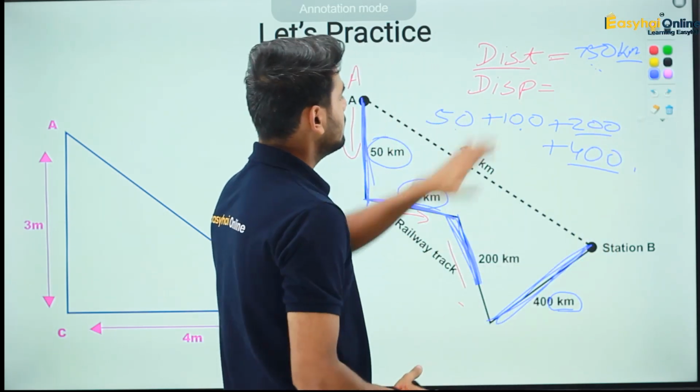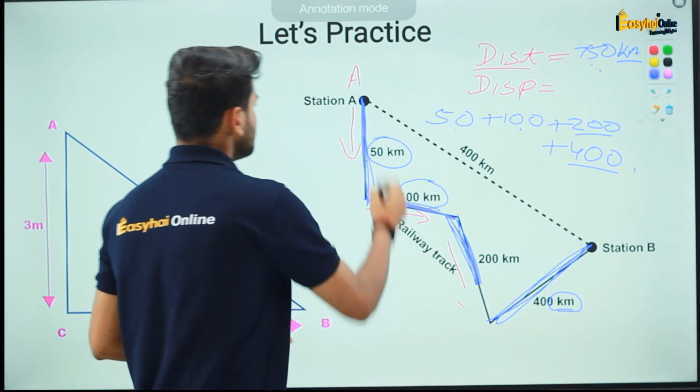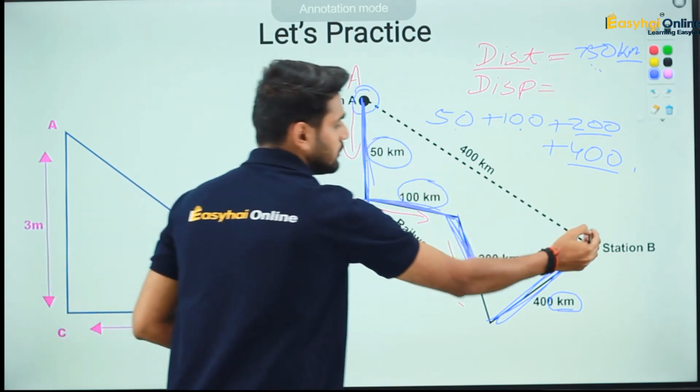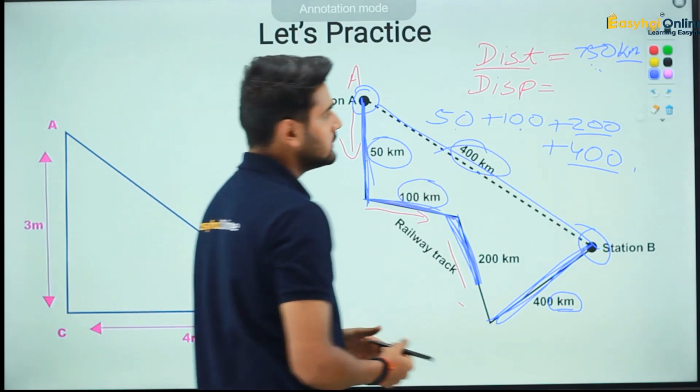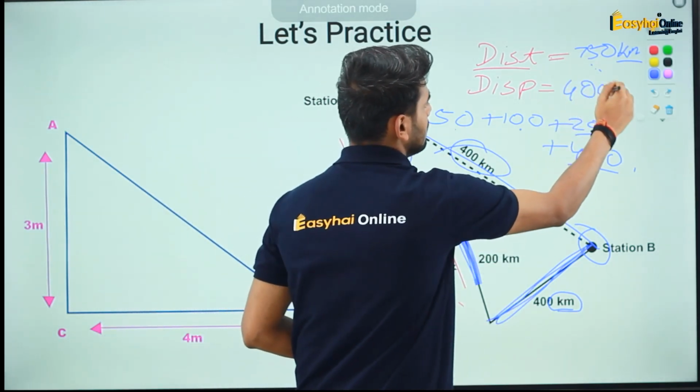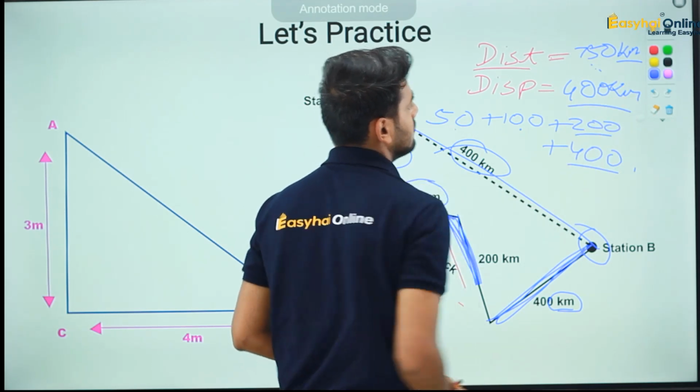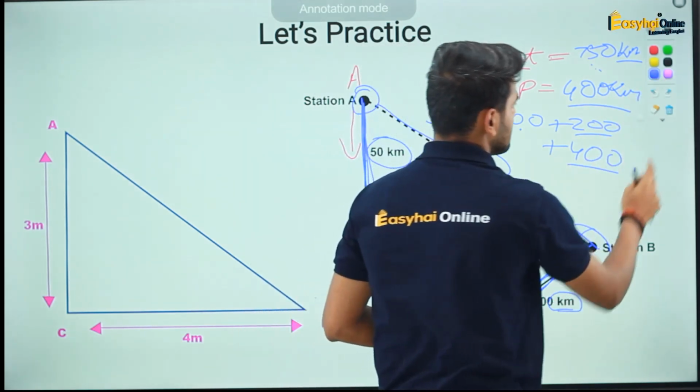Okay. What will be the displacement here? That's very easy. Look at this. From point A to point B, the straight line distance which is given is simply 400 kilometers. So that means the displacement is going to be 400 kilometers. Alright, so a very simple example.